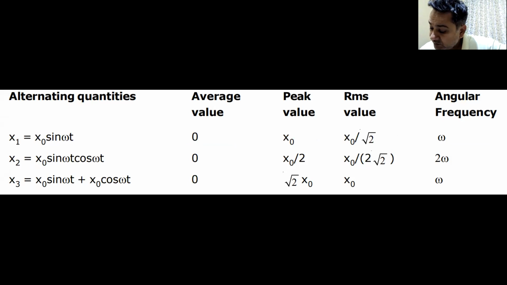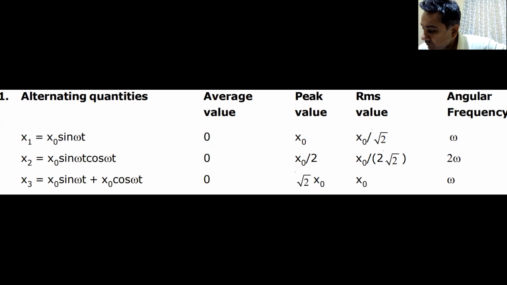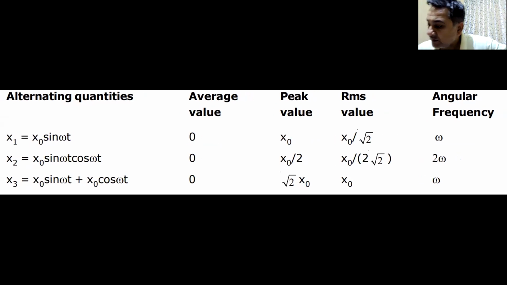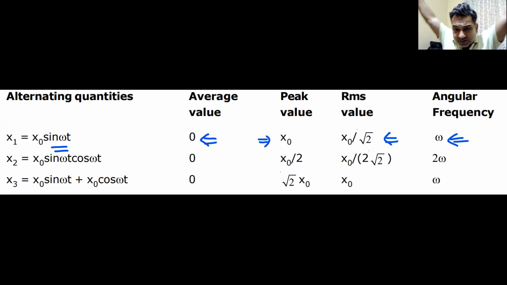The first is I is equal to I naught. They have not used I, they have used X. The average value in one cycle is 0. The peak value is X naught. The RMS value is X naught by root 2. Angular frequency or angular velocity is omega. Do we all know these terms?